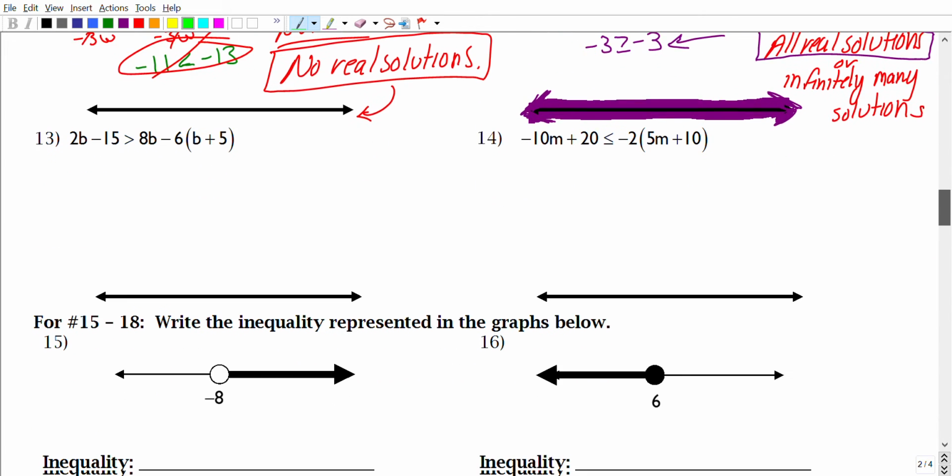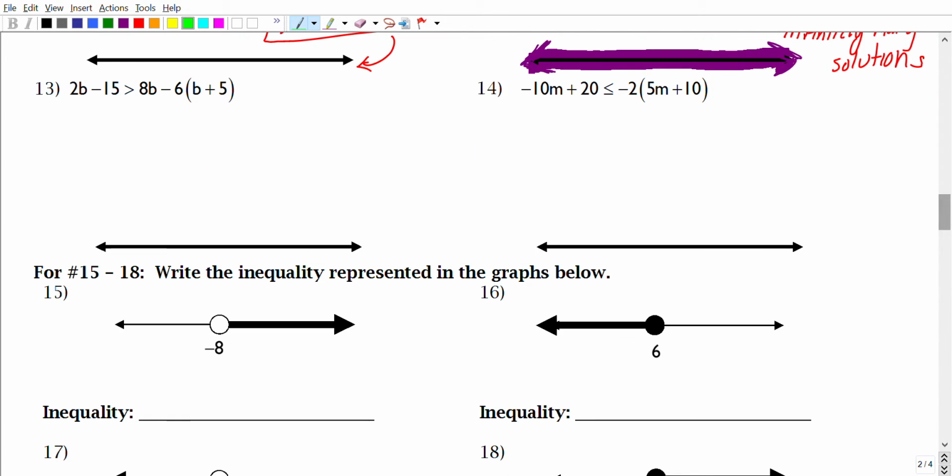Okay, let's keep going because we still have quite a bit of this to go. I'm going to go ahead and do number 13 and 14 so we can finish off, and then you guys can continue on with me for 15 through 18. They are a little bit different, so we'll go ahead and talk about both of those situations.